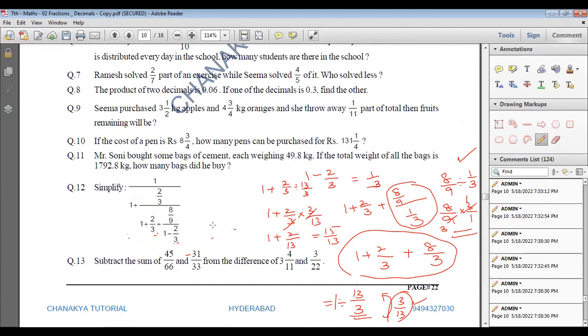Ma'am, I sent you the answer. 13 by 3 is the answer, ma'am. No, it's just a step. Ma'am, is my answer correct? Now please let me do it step by step. First I'm doing 1 minus 2 by 3.